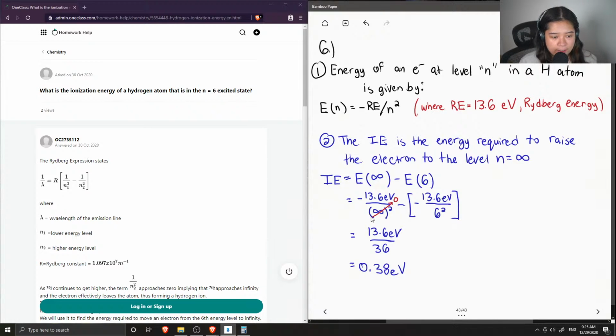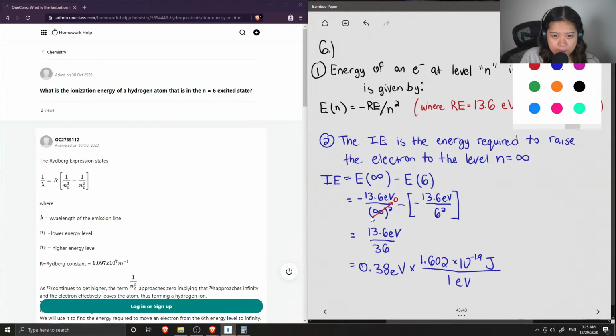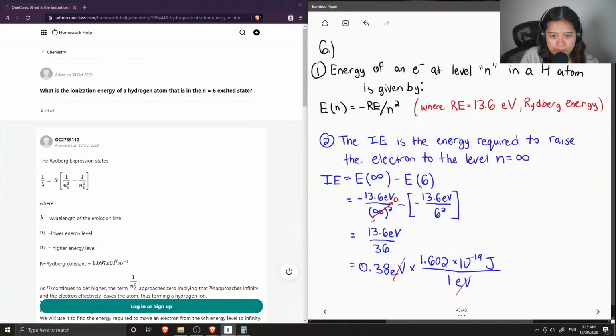And typically the ionization energy is given in joules, so I'm just going to convert eV to joules. The conversion factor is 1.602 times 10 to the power of negative 19 joules in 1 eV. So this cancels out our eV, and we're left with our answer in joules, which is 6.052 times 10 to the negative 20 joules.